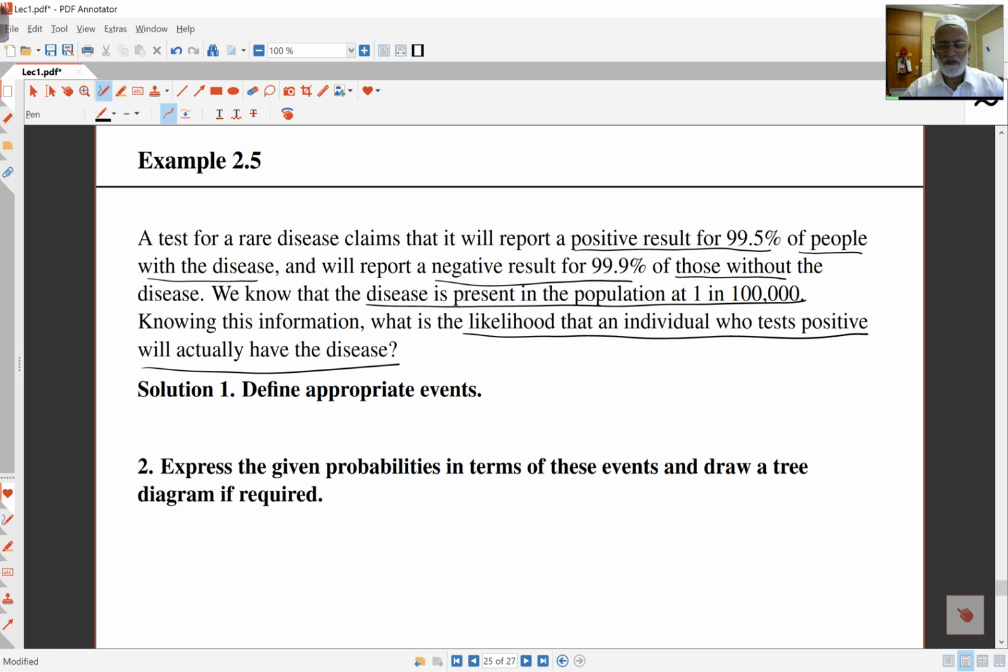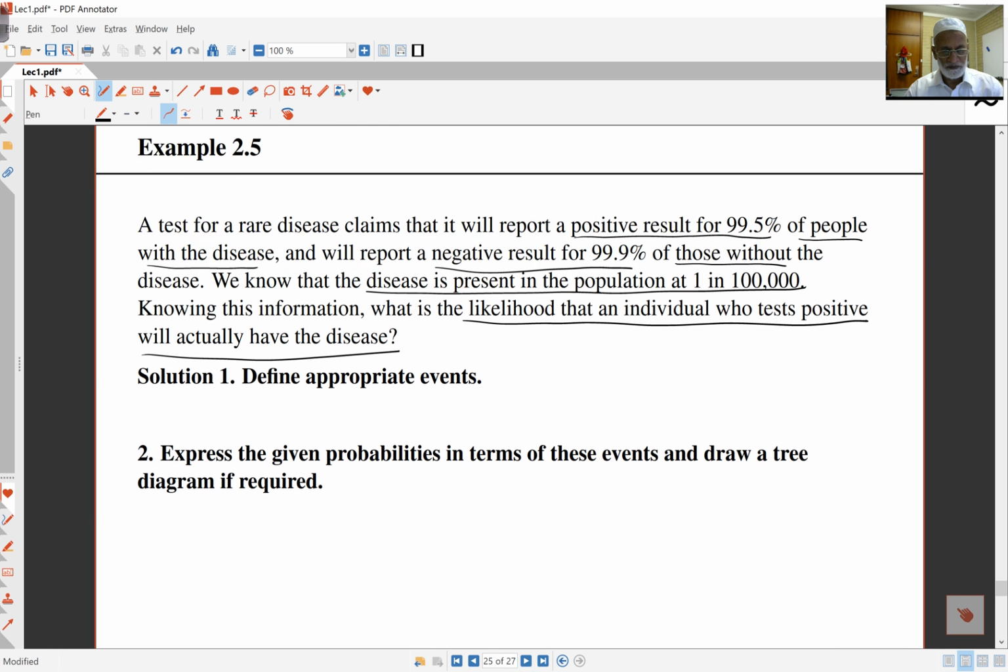So this is a conditional probability problem, and it is an important problem because it deals with diseases, and tests for diseases can't be 100% accurate. We can see very clearly here, if I test positive for a disease, then I really want to know the probability that I have the disease. We'll do this problem in class together.